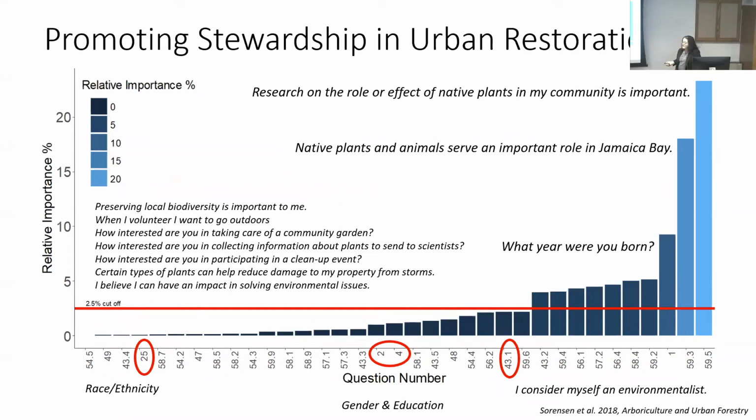One of the things I thought was really interesting, but I'm coming from a pretty strict ecology side of this, was that people were more interested in taking care of the restoration than collecting data. The reason they weren't as interested in collecting data was that they were afraid they would do it wrong, and that it wouldn't be useful to scientists. But taking care of the site, weeding, participating in cleanup events, and so on, they were very likely to want to participate in that.